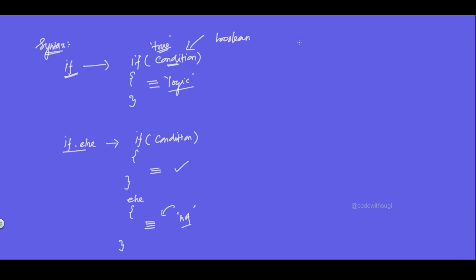Then the next one: if you want to perform multiple condition checks, then we have a nested if else. So say, for example, you are having a condition like this.